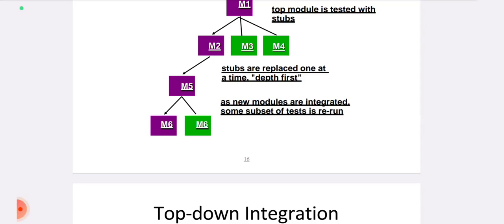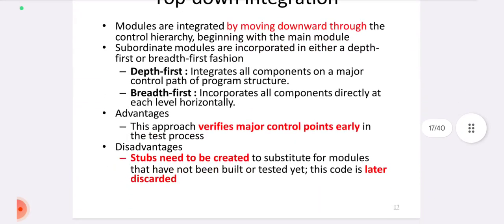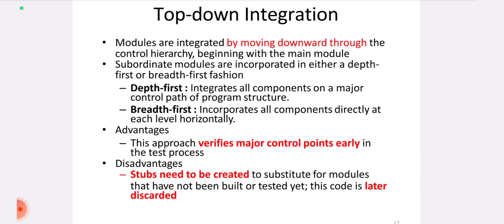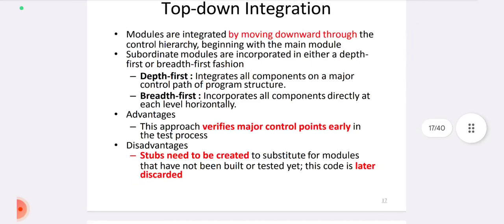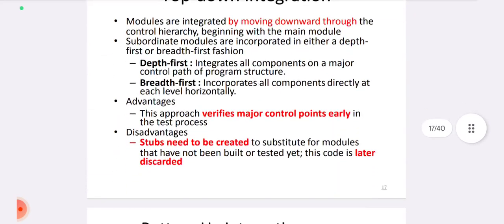Here M6 is a stub module. That is for supporting purpose they have used. So in top down integration, we can go in two kinds of way: depth first search or breadth first search. In depth first manner, we can integrate all the components. Otherwise in breadth first manner, we can integrate all the components. Here we are integrating all the components in depth first manner. So here we are verifying major components.